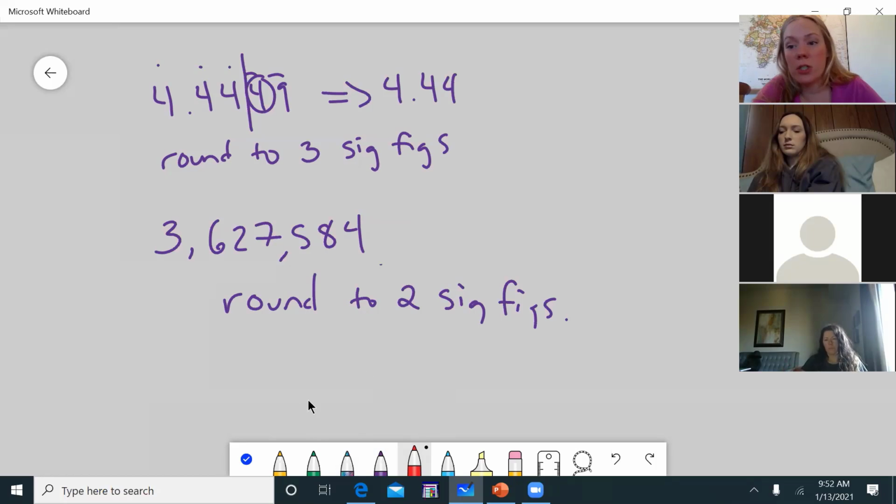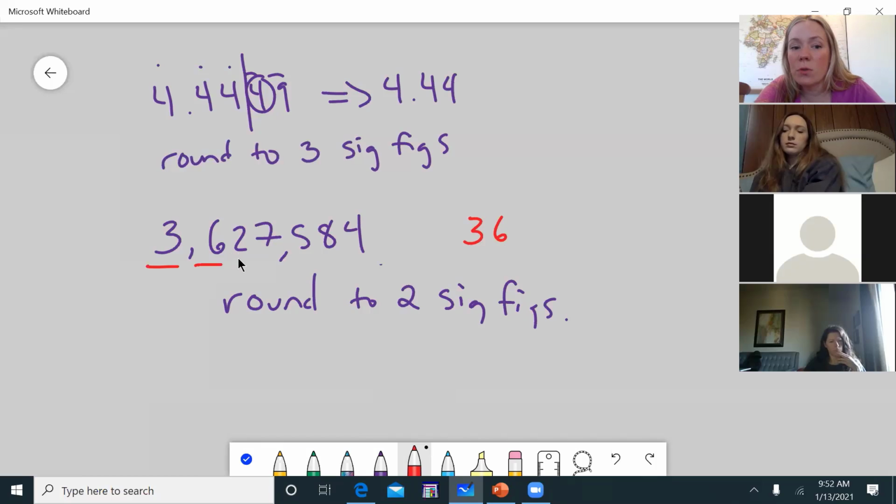Okay, so if we want 2 sig figs, this thing currently has 1, 2, 3, 4, 5, 6, 7 sig figs. Let's say that one of the pieces of information in the calculation only had 2 sig figs, so we only get to use 2 sig figs. So I get to have the 3 and I get to have the 6. What does the 2 tell the 6 to do? It tells it to stay. So this is 3, 6.